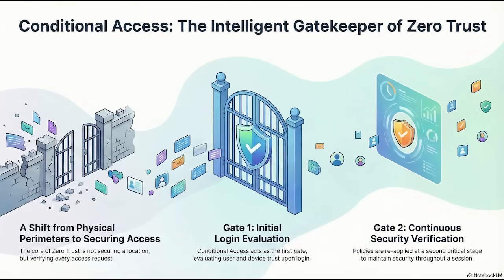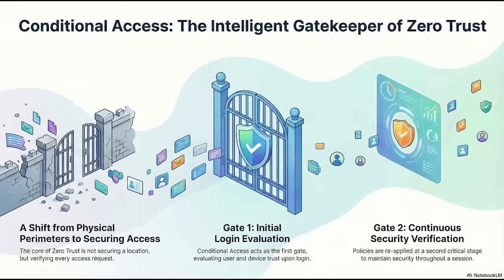All right, so we know who the user is. We know the device is provisioned in the cloud. Now the entire security model has to flip, right? Yeah. It's not about securing a physical perimeter anymore. It's about securing access. That's the core of zero trust. And the architecture doc defines conditional access, or CA, as the primary security layer. Correct. Conditional access is the intelligent gatekeeper.